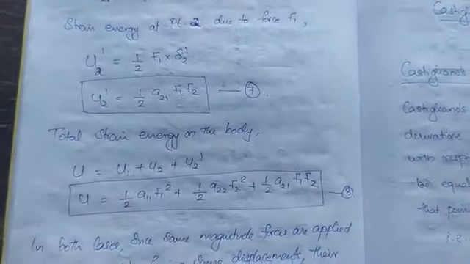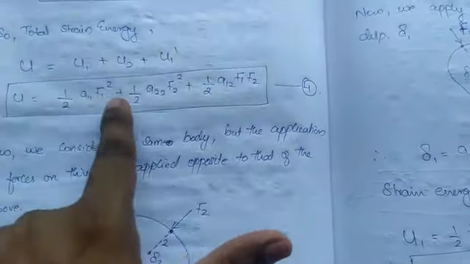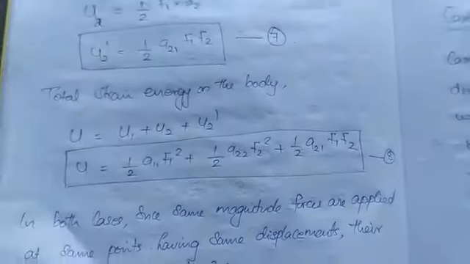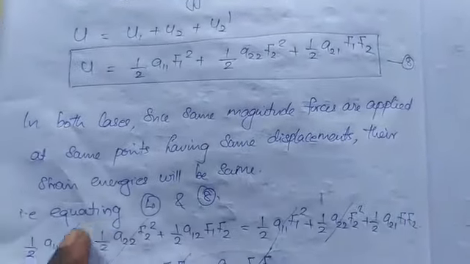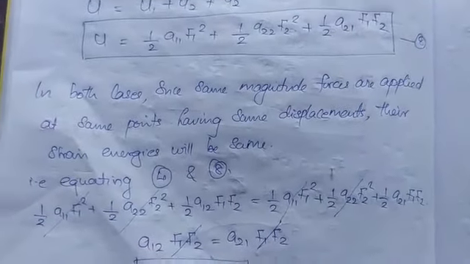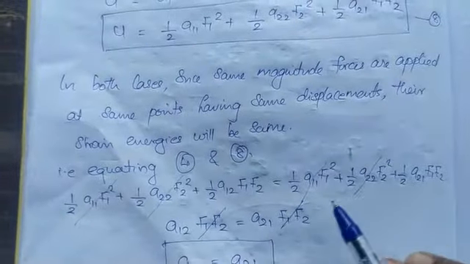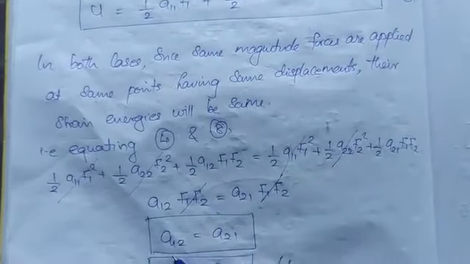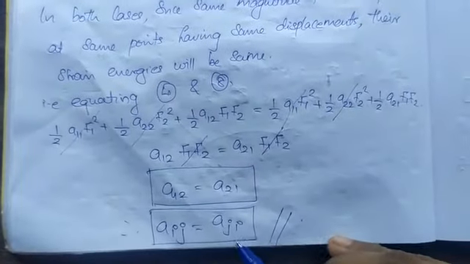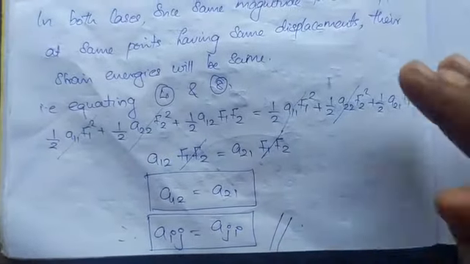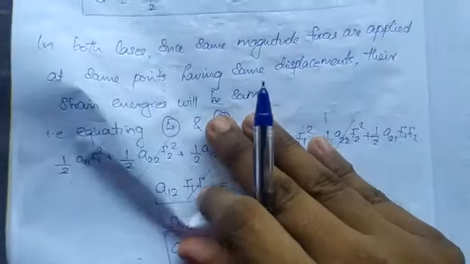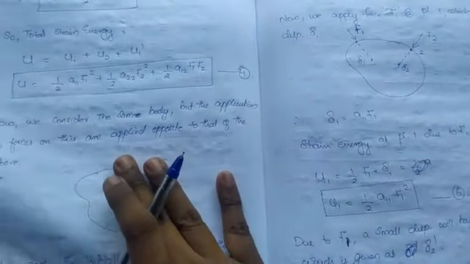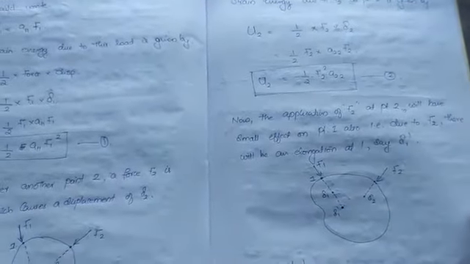We will equate this equation with the earlier equation. These should be the same because the strain energies are the same. If you equate these two, the common terms cancel, and we get A12 F1 F2 equal to A21 F1 F2. F1 F2 cancels, and A12 is equal to A21. That means Aij is equal to Aji. So this is called the reciprocal theorem. This is very important, and these theorems are important to understand the concepts which we discuss in the next class.